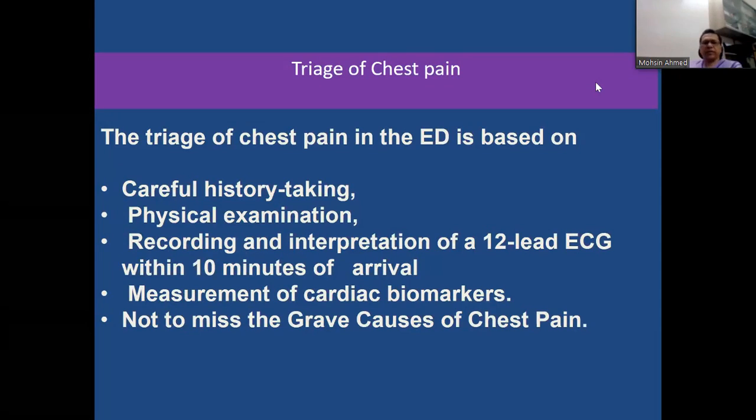So, triage of chest pain. In the evaluation, you should carefully take a physical examination, record and evaluate the 12-lead ECG within 10 minutes of arrival, and measure biomarkers, so as not to miss the cause of chest pain. Always search for everything, that is pulmonary embolism and aortic dissection, which are grave causes. Tension pneumothorax is also a grave cause.